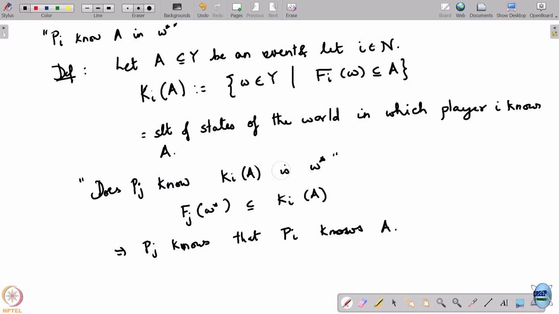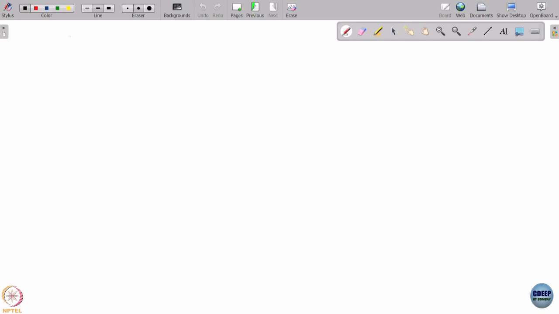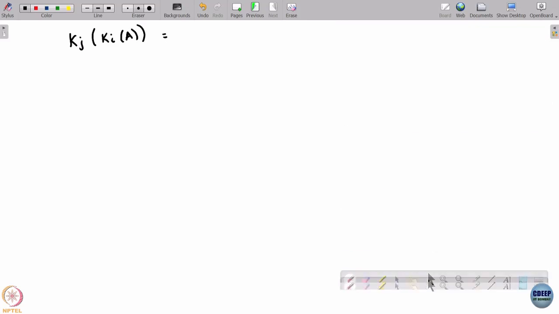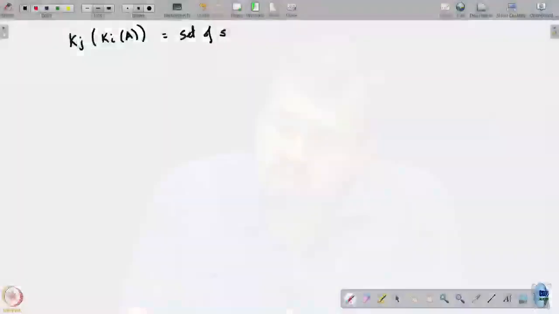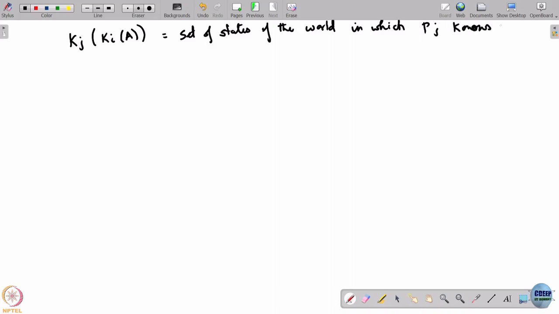Now I can talk of one more level. For example, I can write Kj of Ki of A. What is this? It is also an event, and what event is it? It is the set of states of the world in which player J knows that player I knows A.